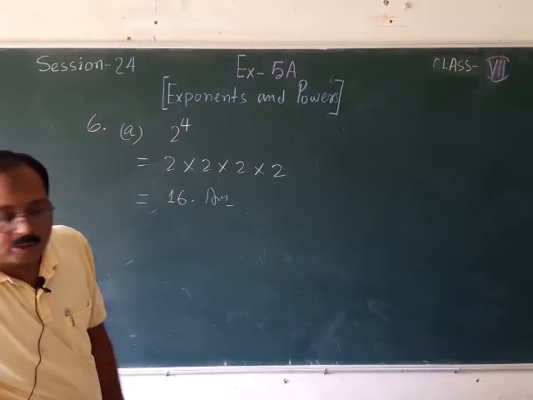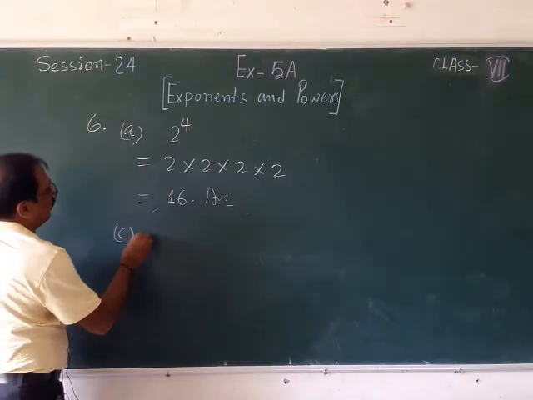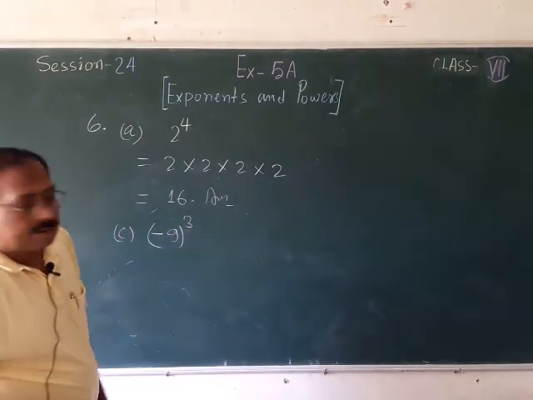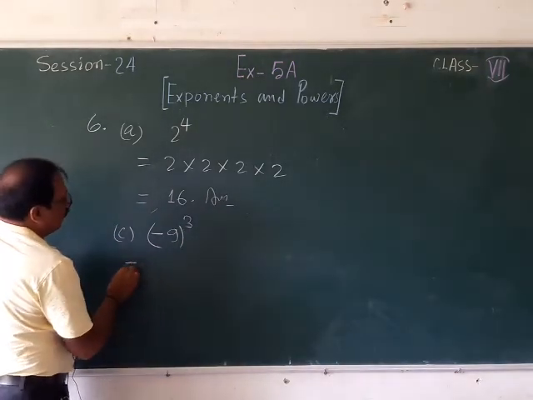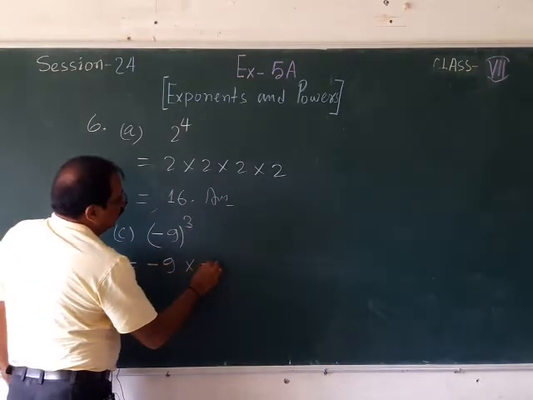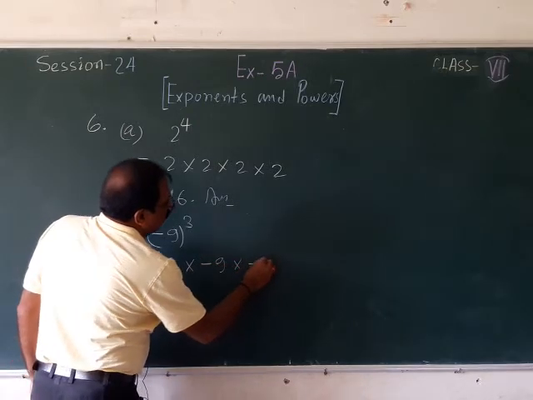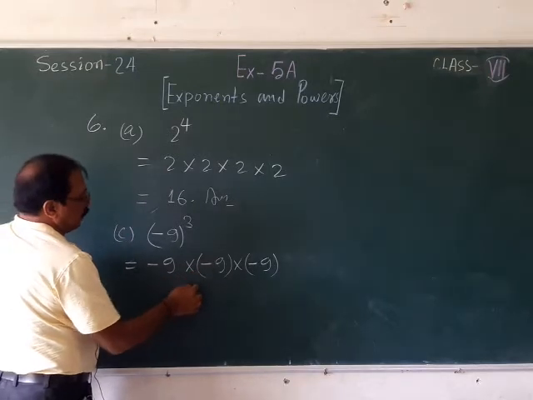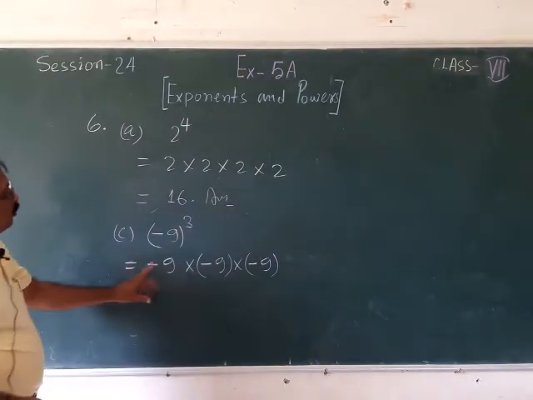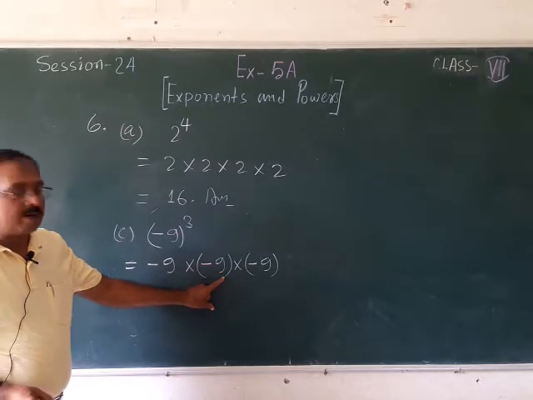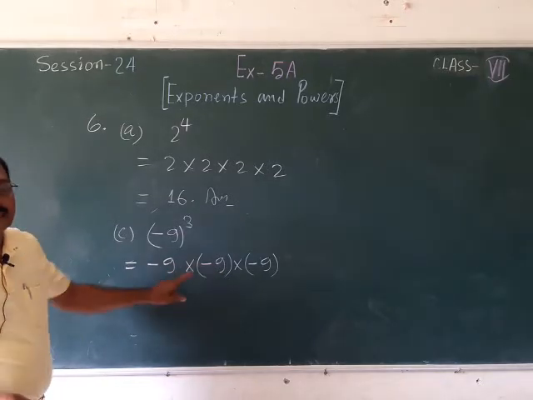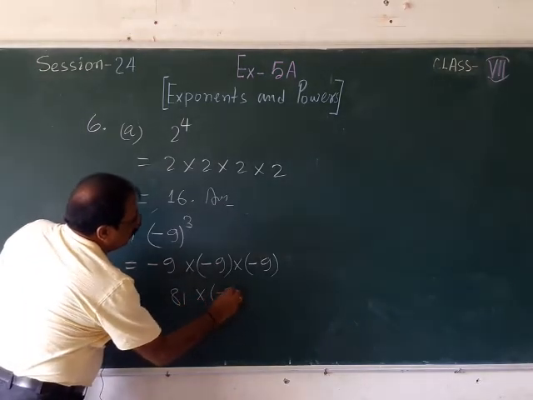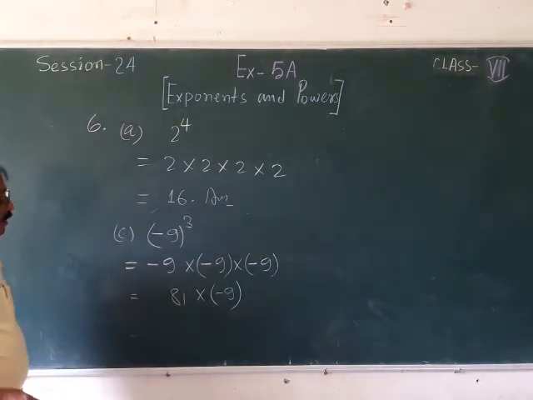Suppose one more question I am taking, this time C. It is written minus 9 to the power 3. It may be written as minus 9 into minus 9 into minus 9, but you need to take the bracket here because two signs together you cannot write. Now you know that when you multiply 9 and 9 you have 81 as positive. So I am writing here 81. Then again you have to multiply it by minus 9.